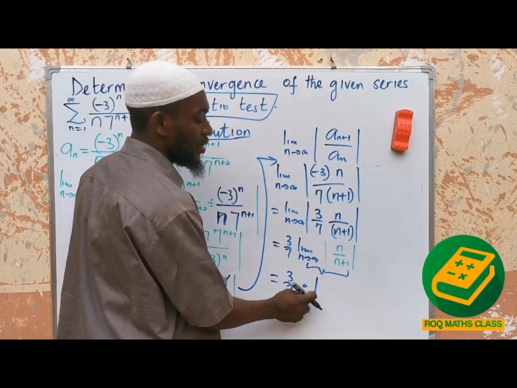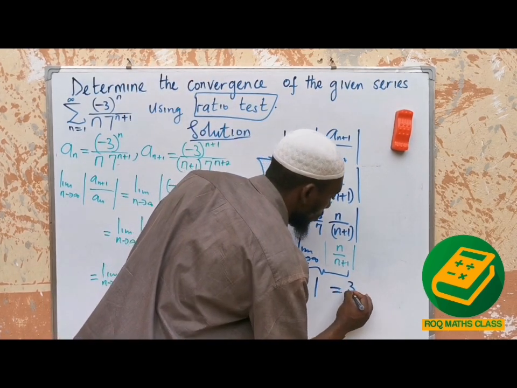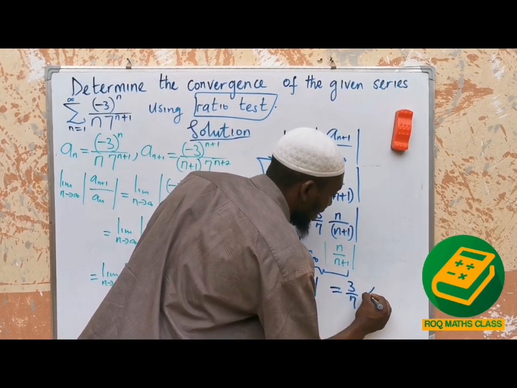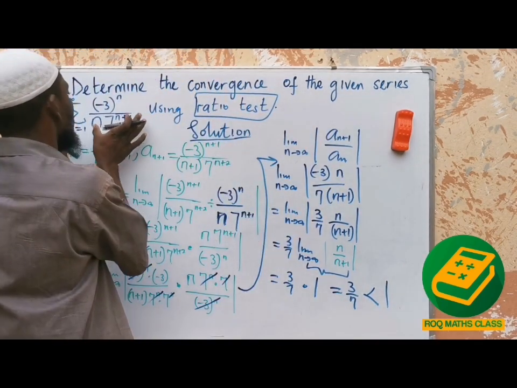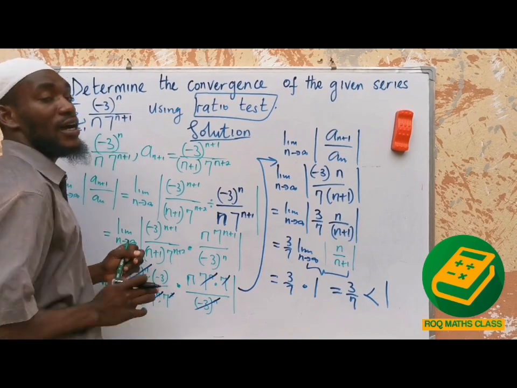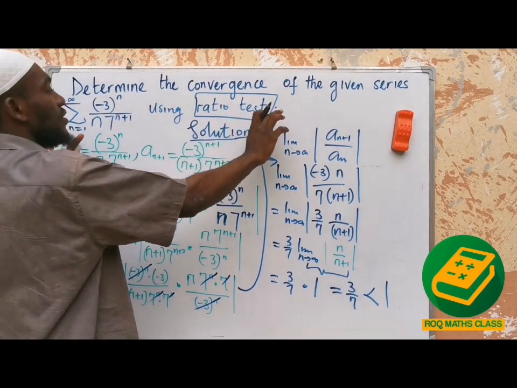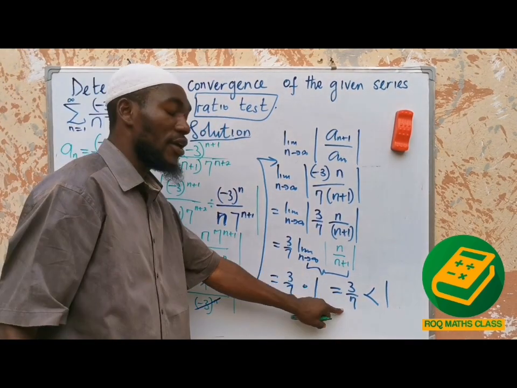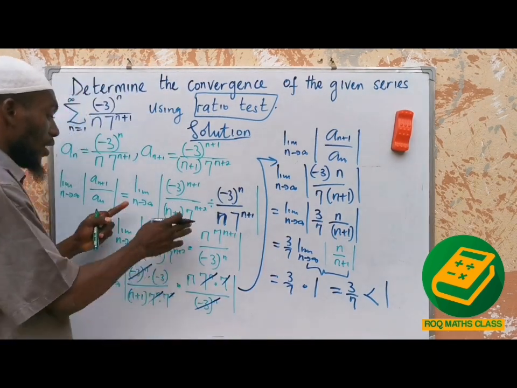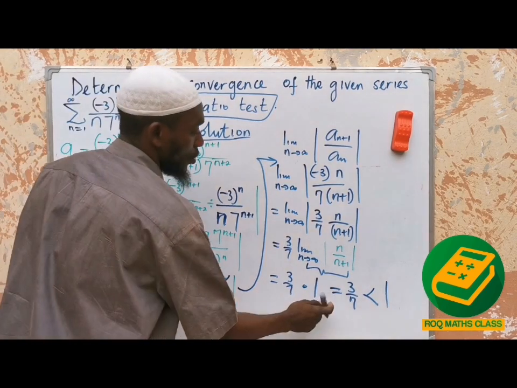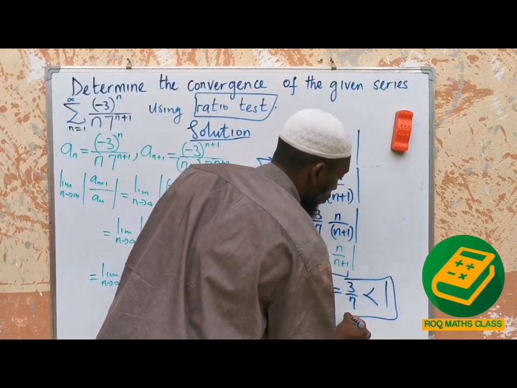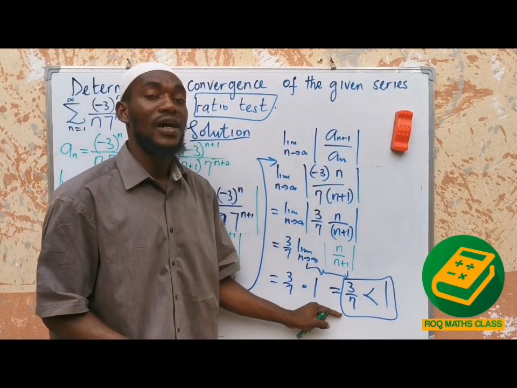3 over 7 times 1 is equal to 3 over 7, which is less than 1. Since 3 over 7 is less than 1, the series is said to converge. So this given series converges. As you can see all the steps, we moved from this stage to this final stage. So our conclusion is that the series converges to 3 over 7.